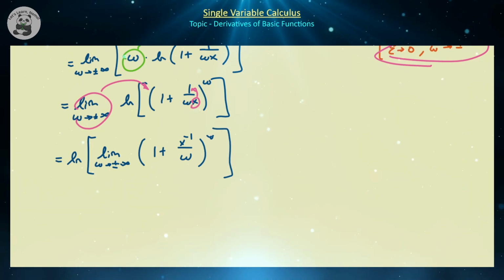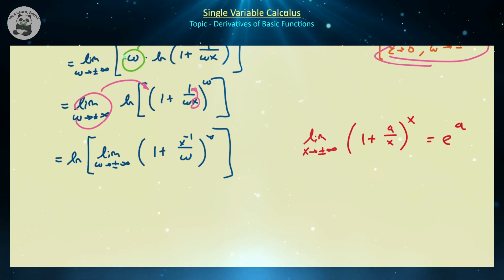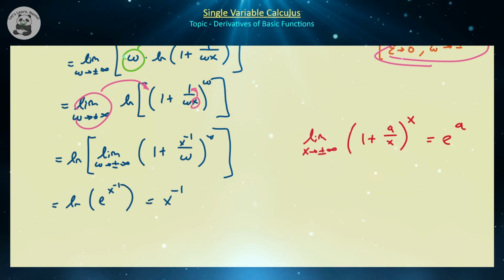So you should remember that the limit as x approaches plus or minus infinity of 1 plus a divided by x to the power of x is actually just equal to e to the power of a. Typically, if a is equal to 1, that's our baby limit that we memorized from before. That's just e to the 1 or just e. So using that property, we're just left with the natural log of e to that constant, which is x to the minus 1. Natural log of e cancels, so we're just left with x to the minus 1, which is just 1 divided by x. So that means what?